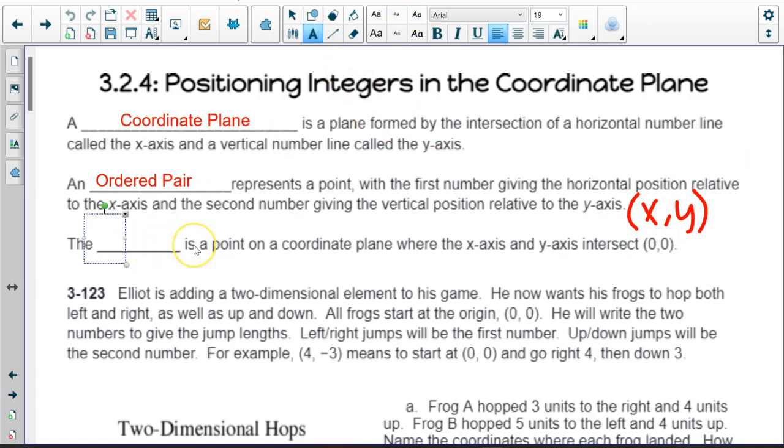And then our last one is origin. So the origin is a point at the coordinate plane where the x-axis and the y-axis intersect. So this is what we call 0, 0.